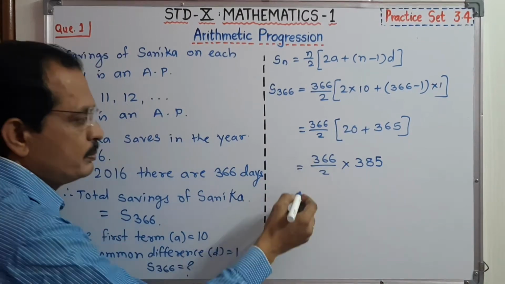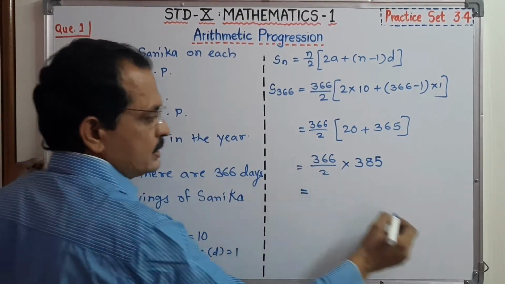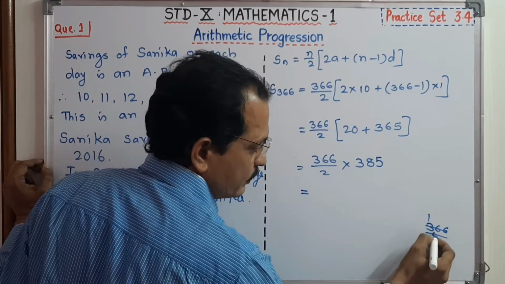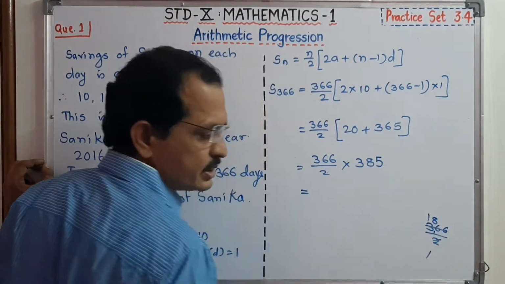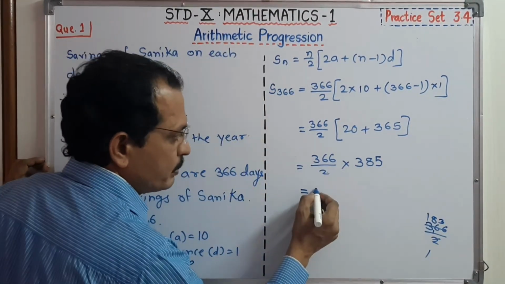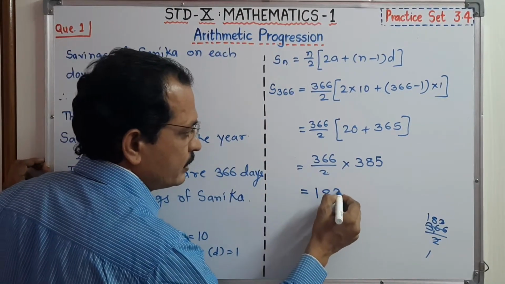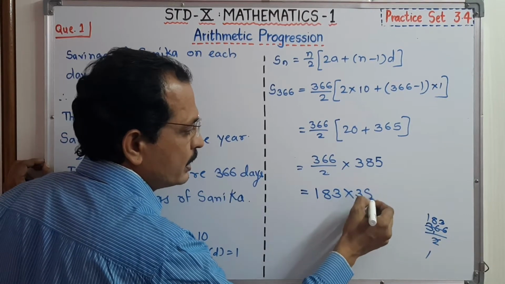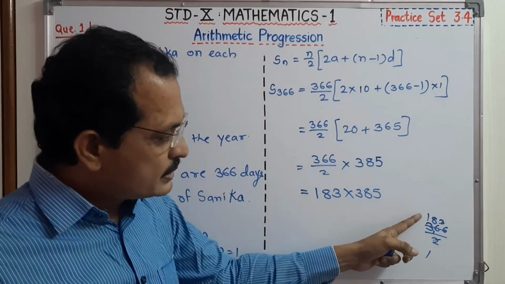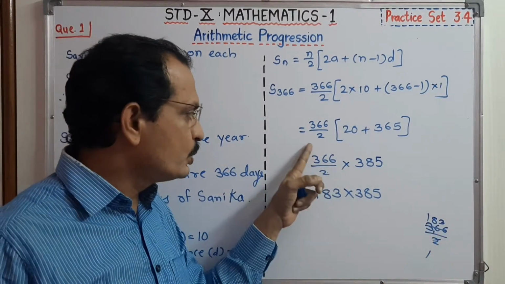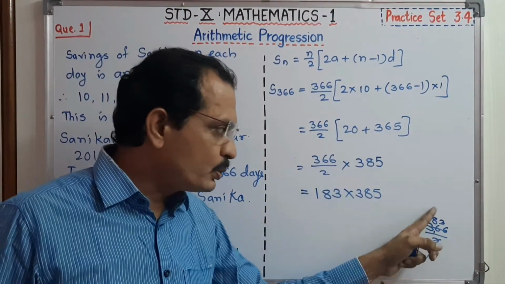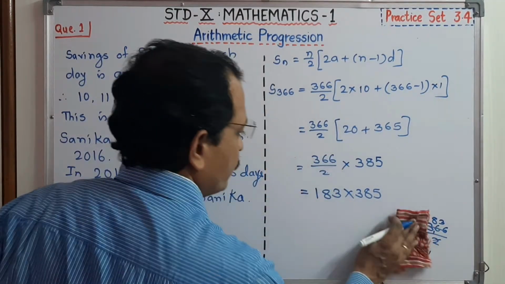Now we have to simplify this. 2 1 ja 2, 366 upon 2, 2 3 ja 6, 2 8 ja 16, 1 is remaining. Therefore it is 183 into 385. See dear student, this simplification you did not have to do here. In exam you have to leave as it is. You have to do this work at a rough work.